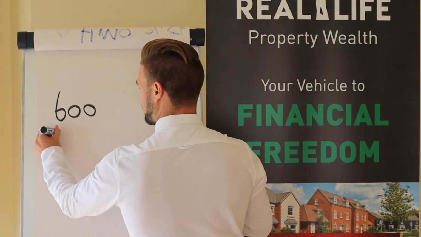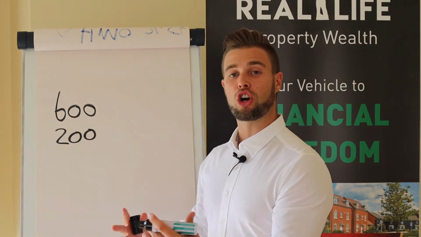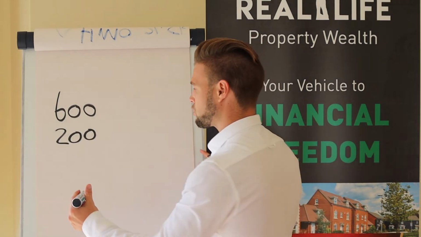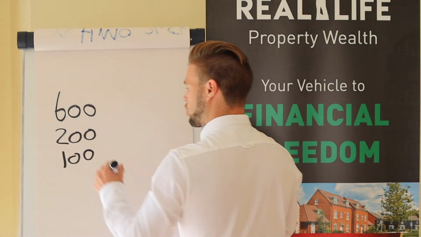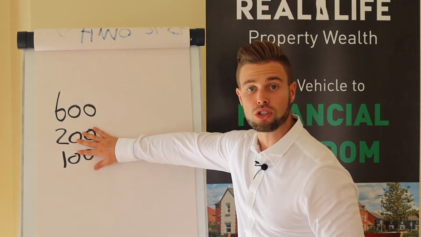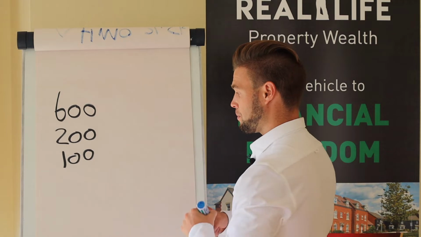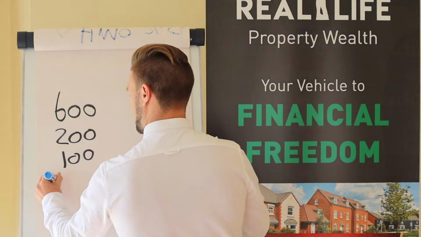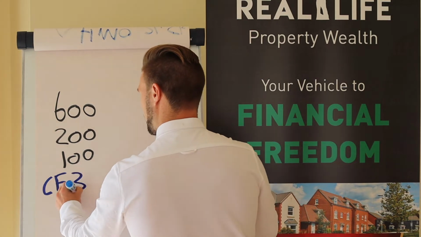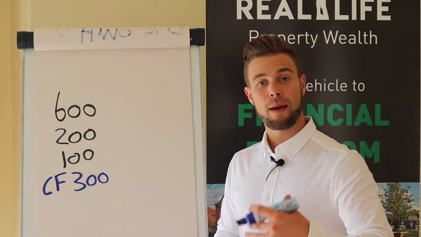So in this case, we're going to say the mortgage payments are £200, and then other costs like management fees, putting money aside for maintenance, etc. Let's just make it easy and say £100. So that's a total of £300 costs against our £600 rental income. If you work this out on a calculator, you're going to realize that you've got a cash flow there of £300 on a monthly basis.